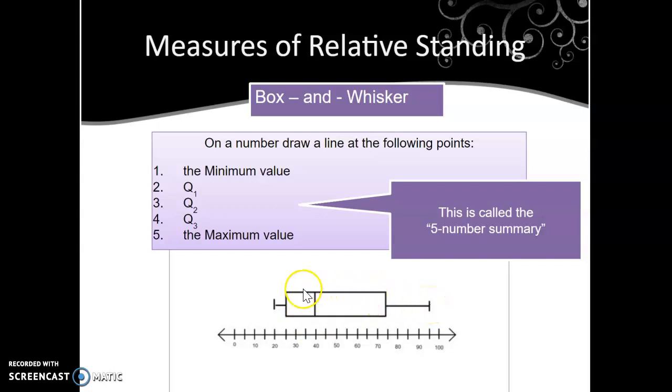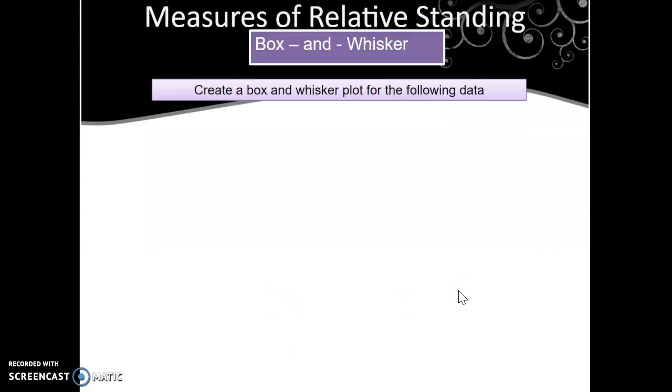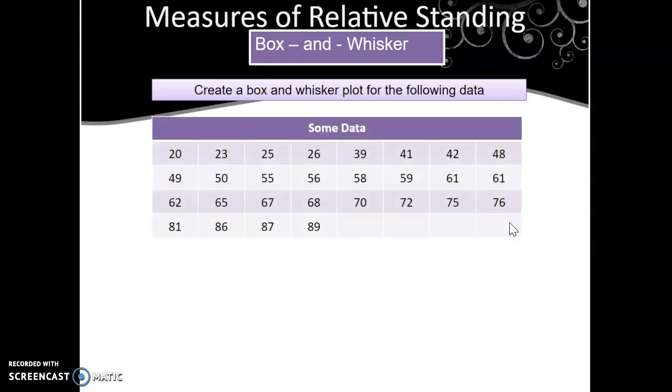And the idea is that most of our data should be fitting inside the box here. That's between quartile 1 and quartile 3. Okay, let's create a box and whisker plot for the following data. So here's all of our ages of our CEOs. So we're going to find the minimum value. Well, we already knew that. That was 20. The first quartile.